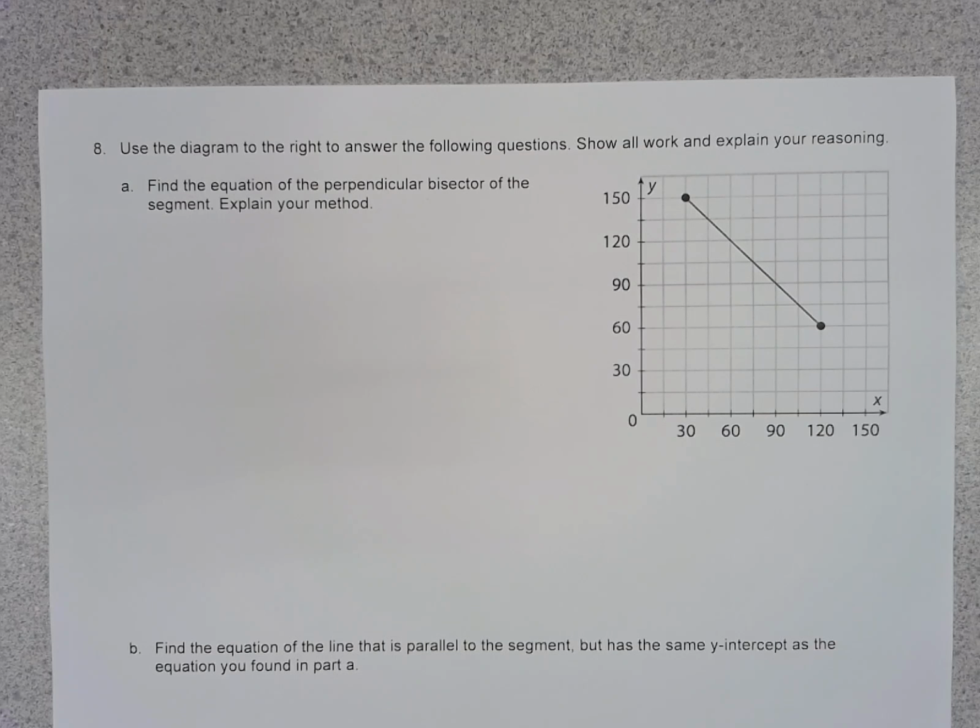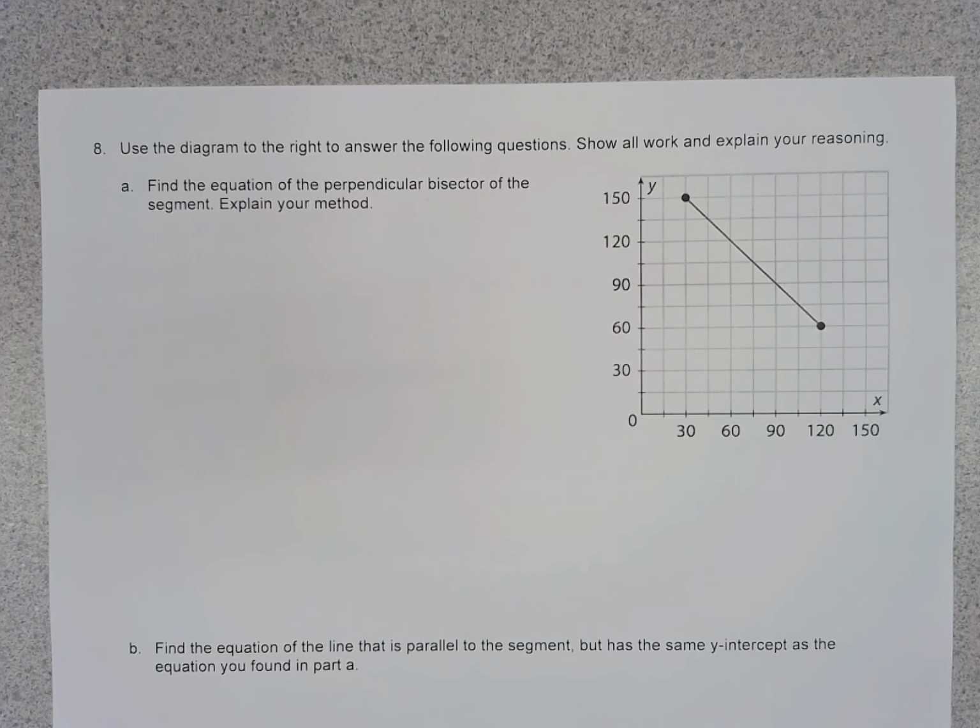It says use the diagram at the right to answer the following questions, show all work, and explain your reasoning. So question A says find the equation of the perpendicular bisector of the segment that's shown over here on the graph, and it says to explain your method. So that means that we're going to have to describe something about it.